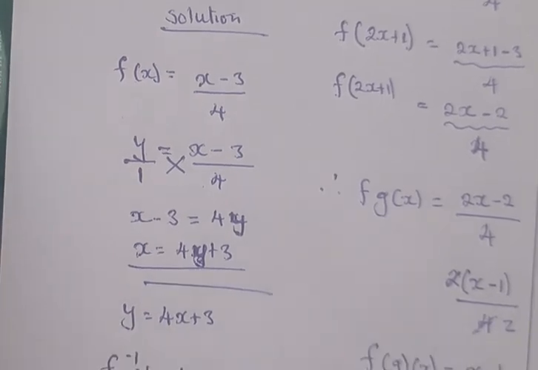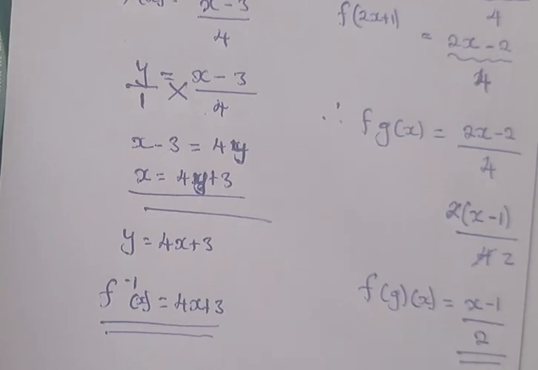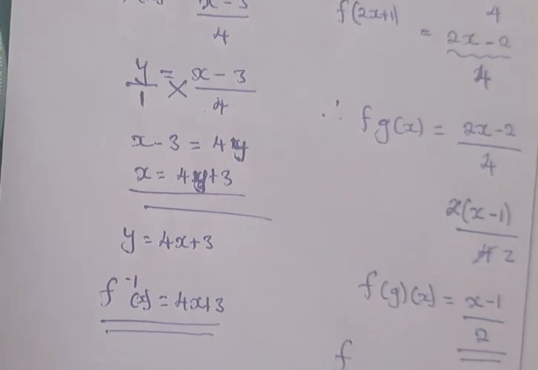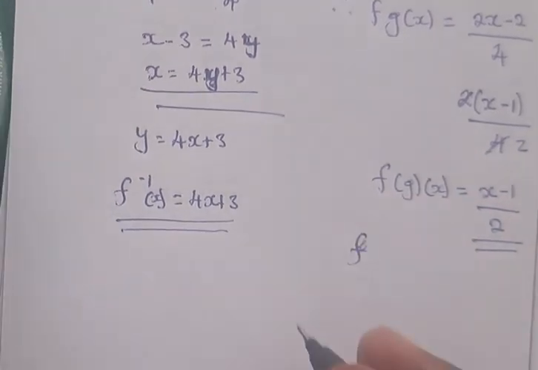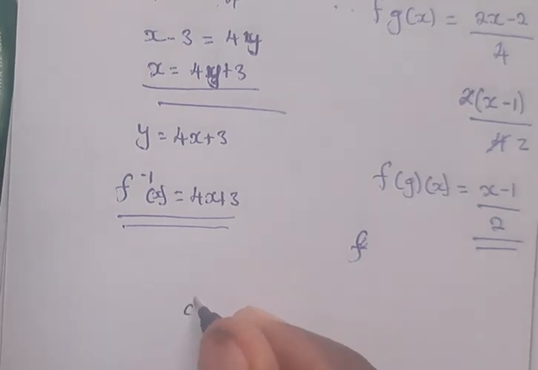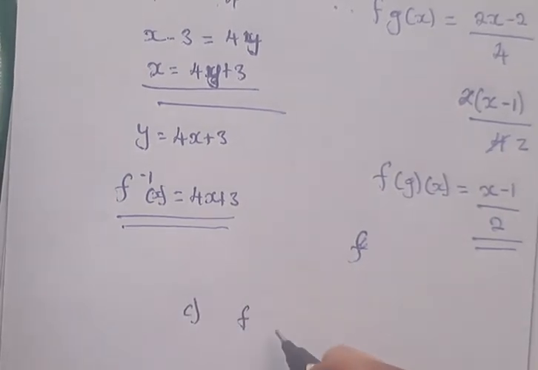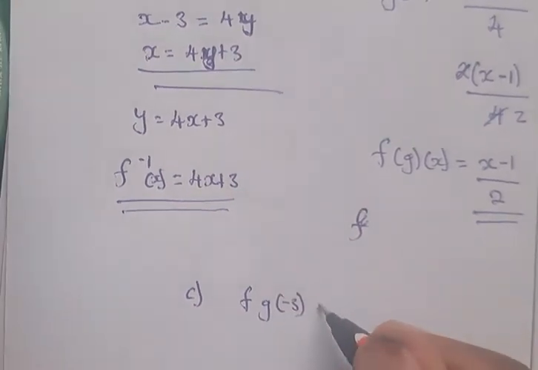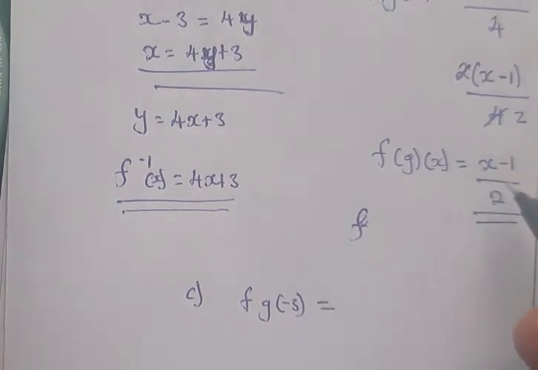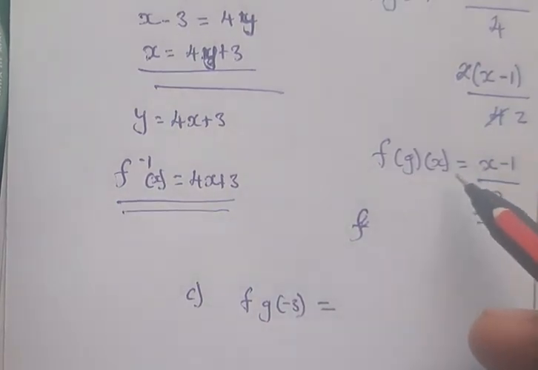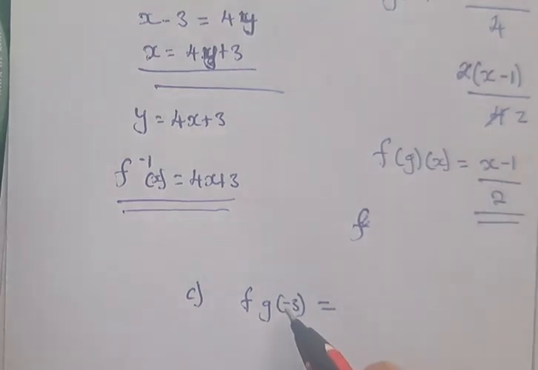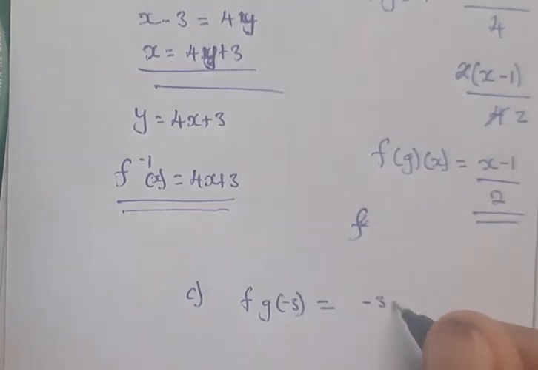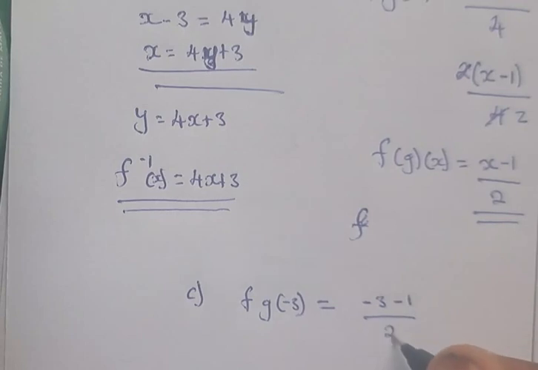No wonder it carries 1 mark, I guess. So on this same formula, I'm a terrible writer, let me write it so that you can follow it nicely. So this is the C part. It says f g of negative 3 is equal to, so on this part we found this one to be f g of x, isn't it? So when we plug in negative 3 there, where there's x, we're going to put negative 3 minus 1 over 2.